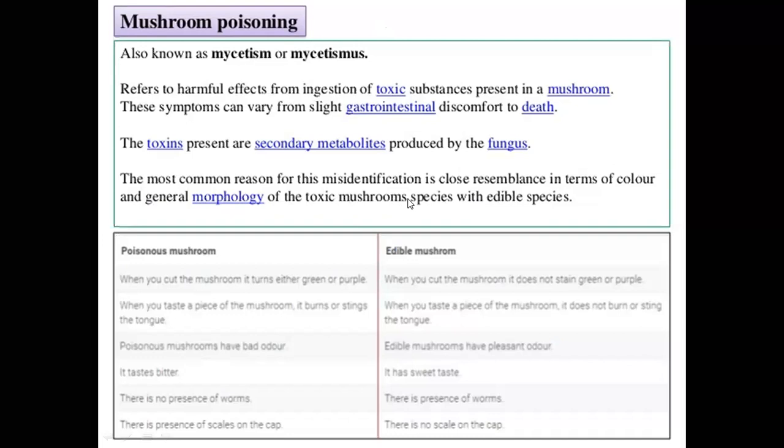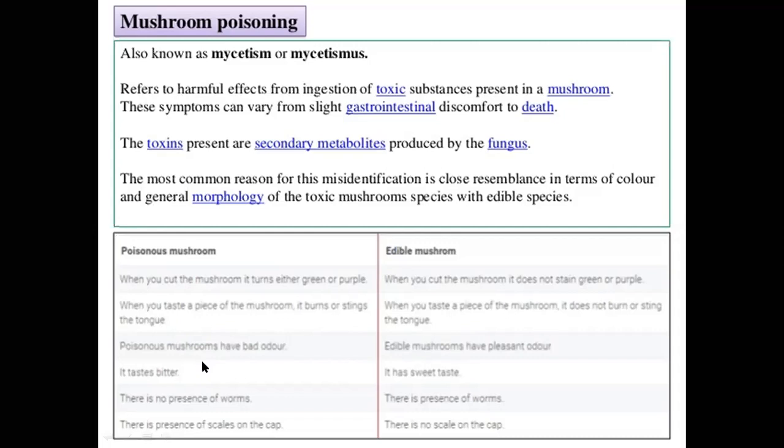Poisonous mushroom, when you cut the mushroom, it turns either green or purple. Cut करने के बाद वो green और purple हो जाता है. Edible mushroom, when you cut the mushroom, it does not stain green or purple. When you taste the piece of mushroom, it burns or stings the tongue. Poisonous mushroom जब भी आप लोग test करोगे तो आपकी tongue को burn करेगा या फिर वहां पे आपको अलग ही sensation आएगी. Edible mushroom, when you taste the piece of mushroom, it does not burn or sting the tongue. Tongue पे burning sensation नहीं आएगा edible mushroom खाने के बाद.